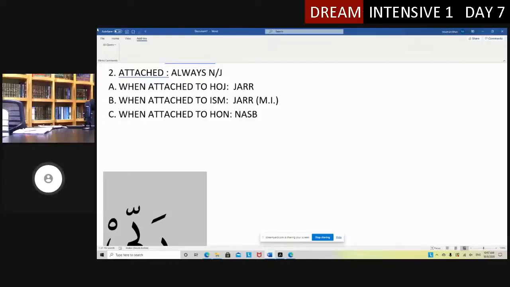Alina, the ayah you're looking at in Surah Yasin, that word after hatta is not an ism, and we're only talking about isms right now.